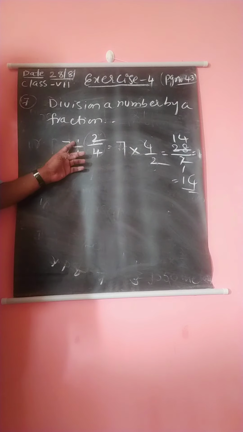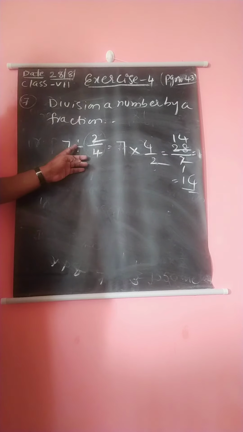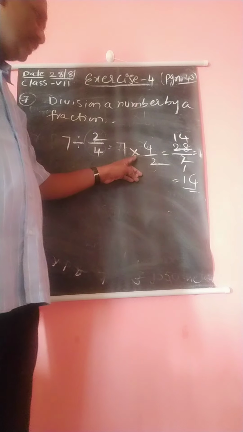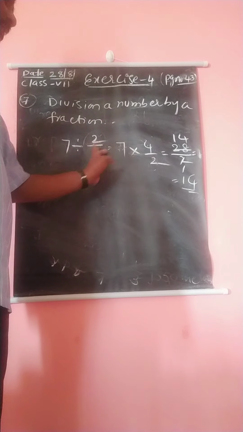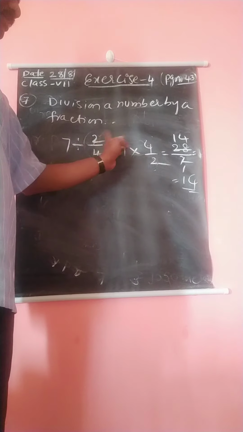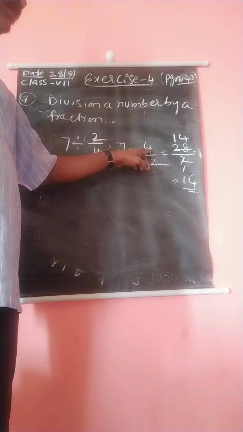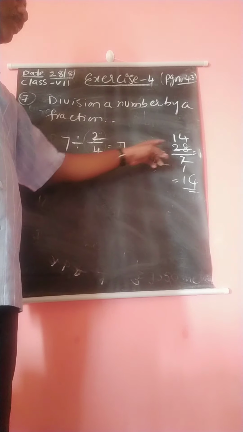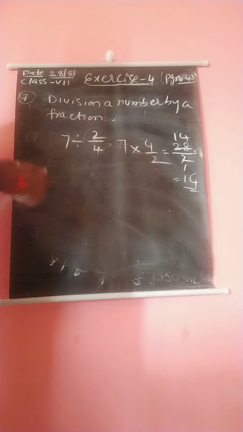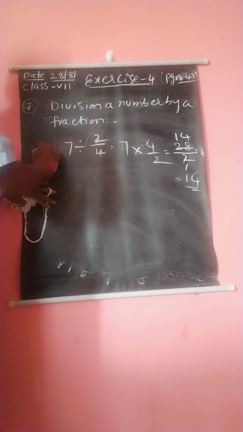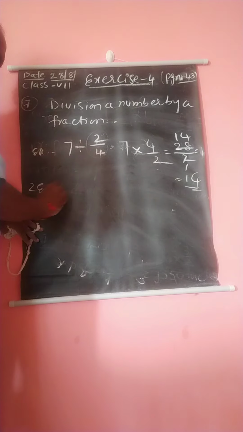The division symbol can be changed into multiplication. Once we change the division into multiplication, the next fraction should be reciprocal. It becomes a reciprocal. Then you can multiply and cancel it. For example, this is an example. One more example, second example.